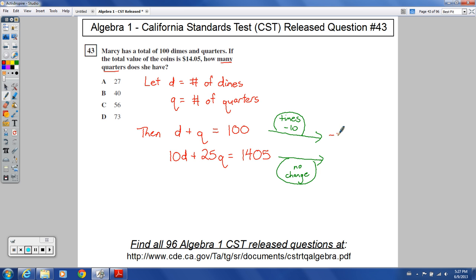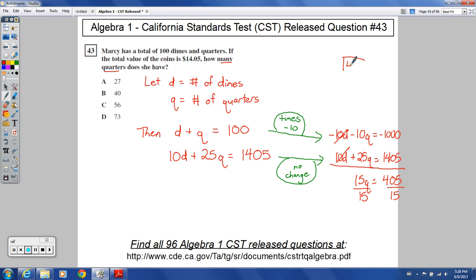So I have negative 10D minus 10Q equals 100 times negative 10, which would be a negative 1,000. And no change here, so this would just be 10D plus 25Q equals 1405. Now putting these two equations together, this will cancel with this. I've got 15Q equals, this would be 405, positive 1405 minus 1,000. Off the top of my head, sorry, I don't know what 405 divided by 15 is.